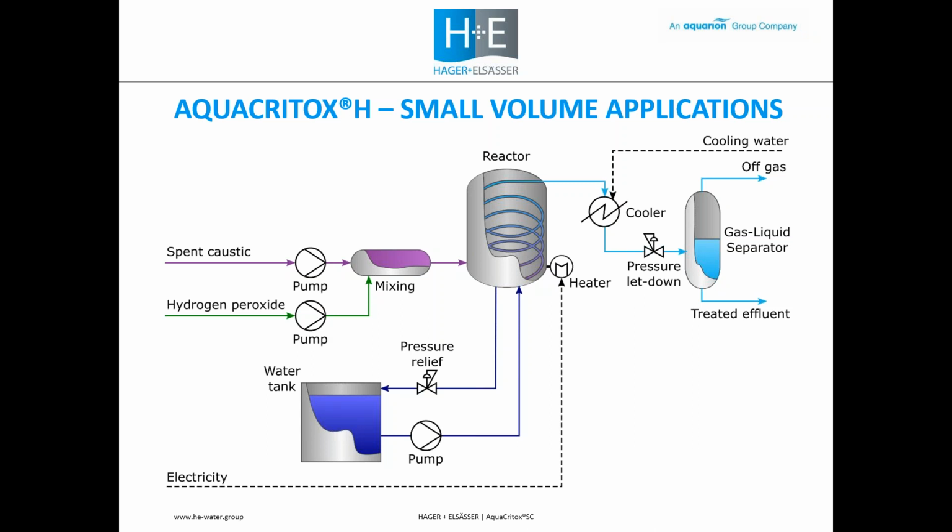This allows us a greater degree of flexibility in control and optimization. This is again electrically heated, so the jacket can be heated, there are no heat exchangers, and the connections on site are minimal. Cooling is then achieved with cooling water. This is the simplest and most compact method in this application for cooling. And we let the pressure down into the gas liquid separator.